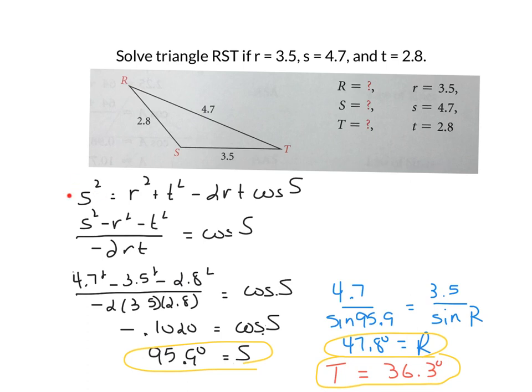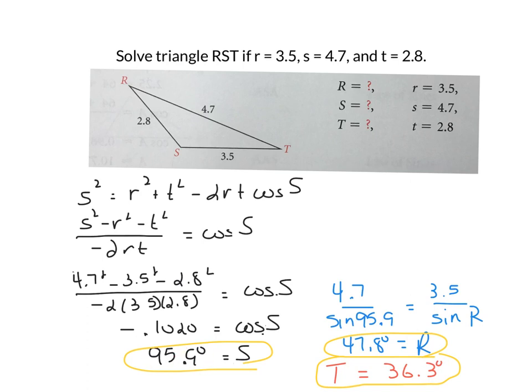I went ahead and did big S. I'm going to find angle S first. So I'm using that formula for S squared. What I did first, I went ahead and solved it for cosine S. I moved the R squared over, the T squared over, and divided by negative 2RT and got that. Then I put the numbers in from the triangle, right where they go, which gave me this decimal equals cosine S. Because I'm looking for an angle, I use inverse cosine on my calculator, and it told me 95.9 for S.